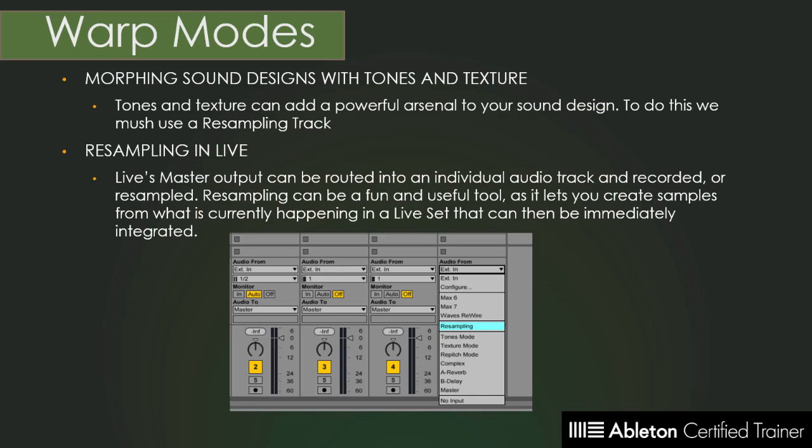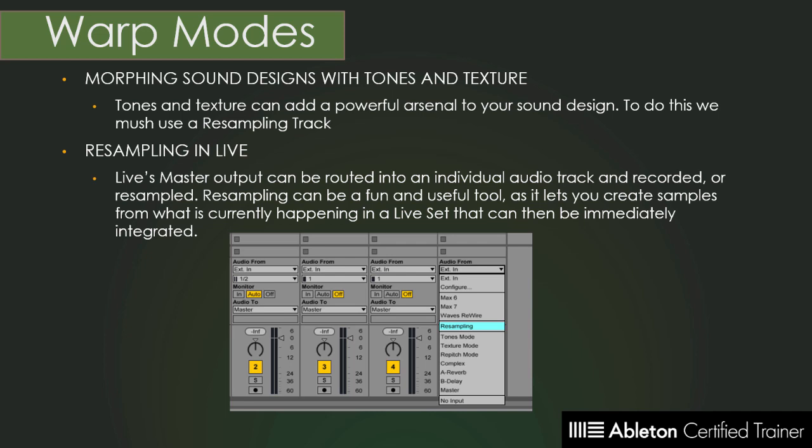Now let's look at different ways that we can use warp modes to morph our textures and tones. So tones and textures can add a powerful arsenal to your sound design. To do this, we must use a resample track. Now, a resample track in Live is a very powerful tool. Live's master output can be routed into an individual audio track and recorded or resampled.